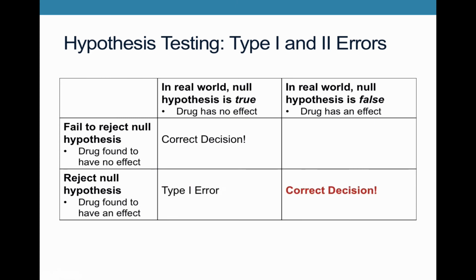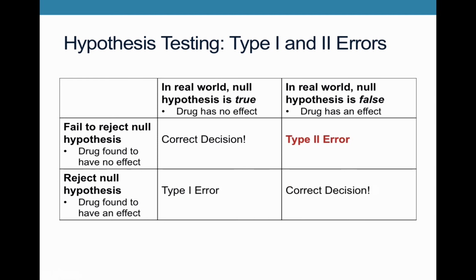Another kind of correct decision would be, if in the real world the drug does have an effect, the null hypothesis is false, and then we conclude the null hypothesis is false based on our sample. So the drug really does have an impact. We see that in our data, we make that conclusion, and we were right. So this is good. We're happy with this result.